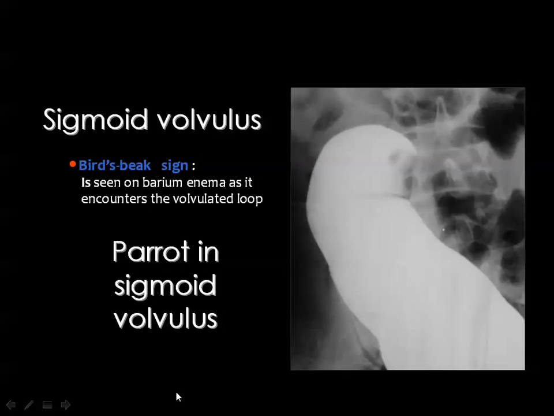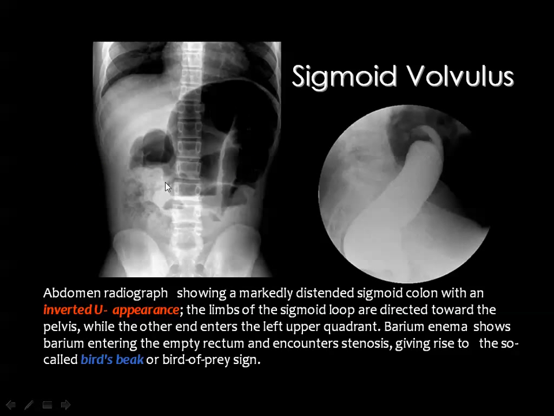If you inject barium, you will get the bird's beak sign or the parrot beak sign. The barium will stop at the site of volvulus, giving this characteristic beak. And this is the typical appearance of sigmoid volvulus by plain film, which is enough for the diagnosis. And this is the parrot beak configuration after injecting barium.